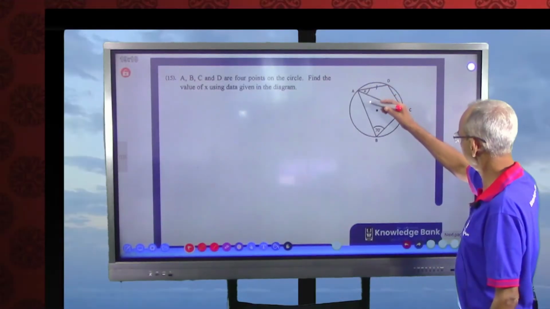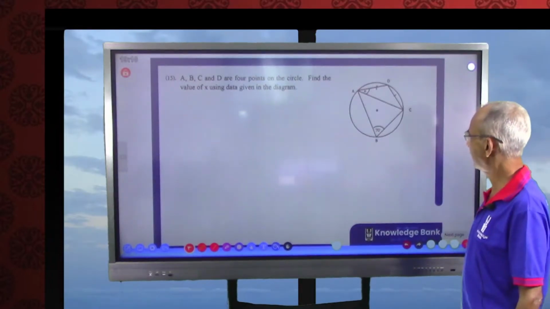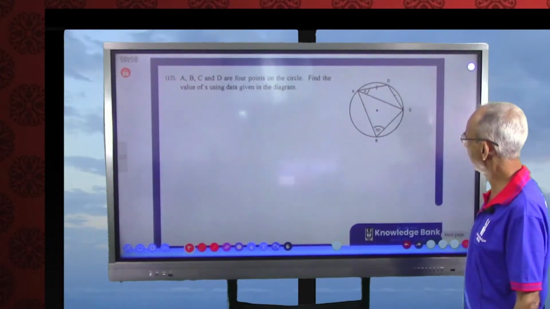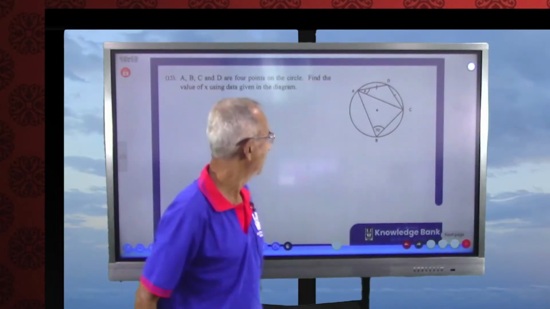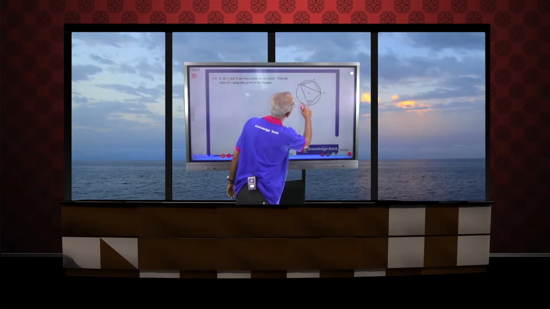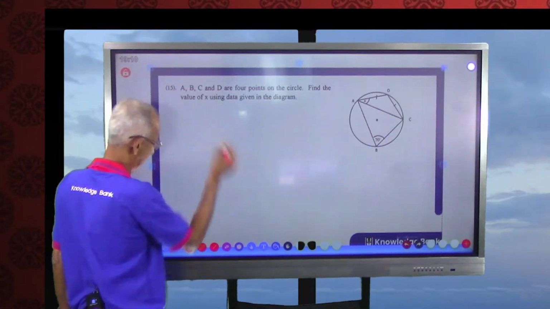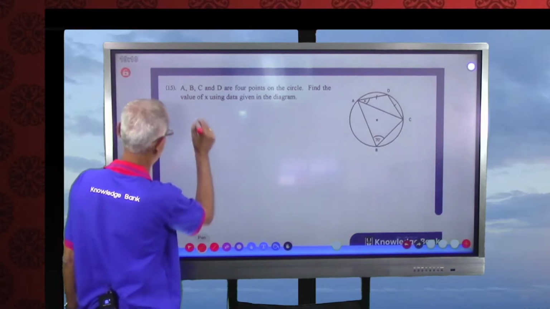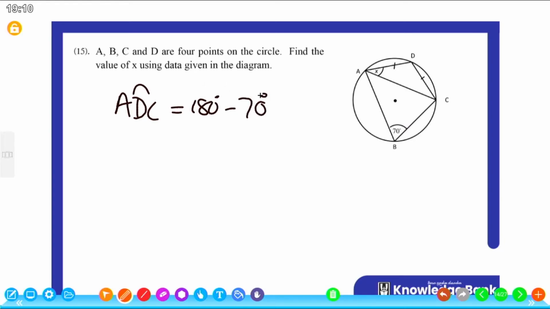ABCD is a cyclic quadrilateral. The opposite angles of a cyclic quadrilateral add up to 180 degrees, or you can say they are supplementary. Using that, angle ABC plus angle ADC equals 180. Therefore, angle ADC equals 180 minus 70, which is 110.